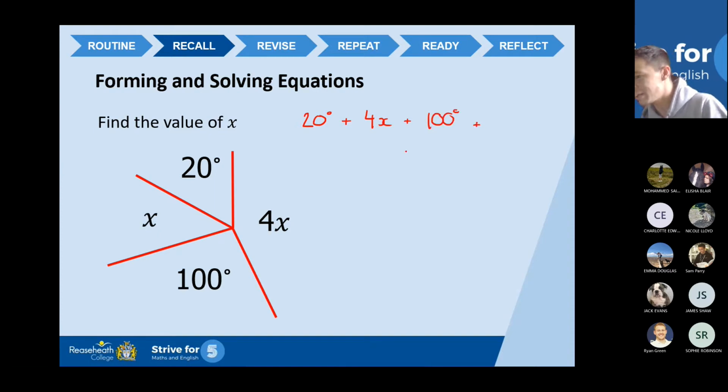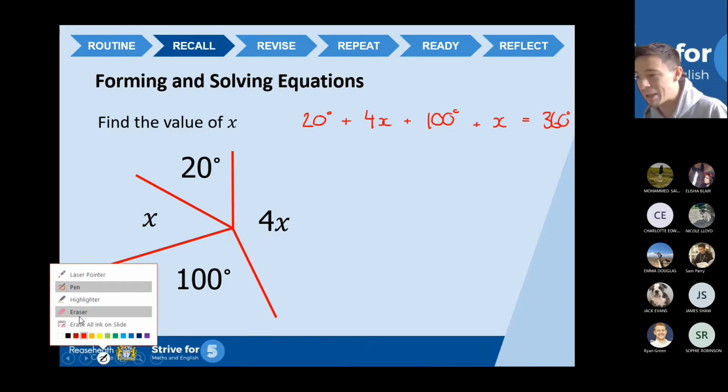I'm going to add, finally, a little x on the end. And what do I know? That all of these 4 things here, when they're added together, would add up to 360 degrees, okay? So hopefully you guys can see that. And if you can copy this down, that'd be brilliant.